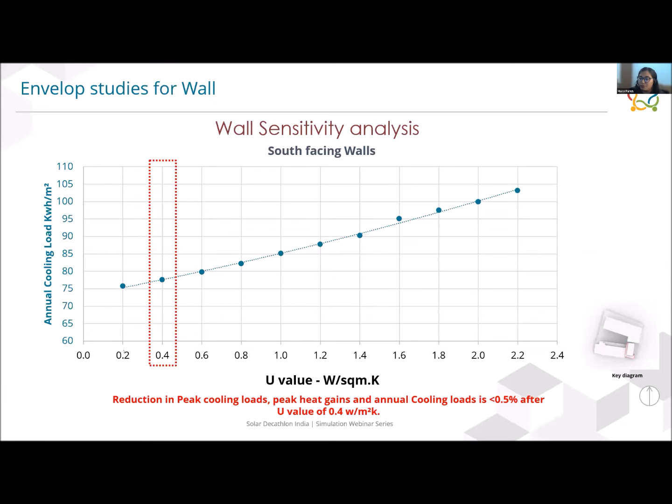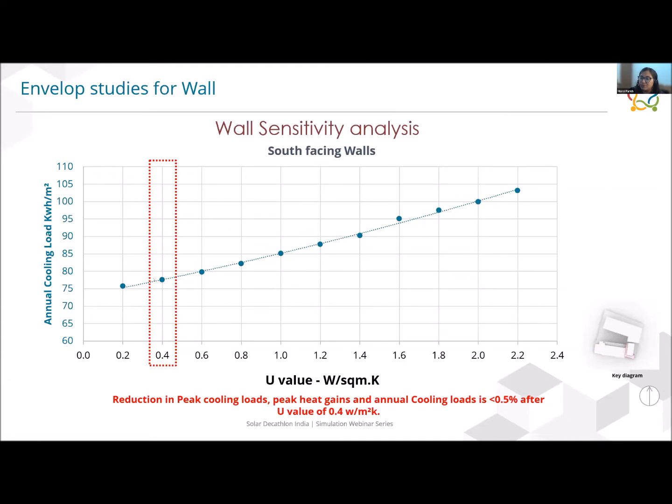The way you have to read the graph is that these are U values from 2.4 to 0.2, and these are annual cooling loads. As you can see, for 2.2 you have an annual cooling load of 105 kWh per meter square. When you look at 0.2, it is roughly around 75. So there is a drastic reduction here. However, the interesting thing to observe in this graph is that when we look into 2 cases, 0.4 and 0.2, the reduction in annual cooling load was less than 0.5%.